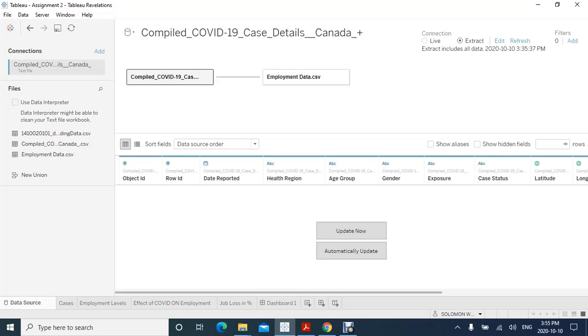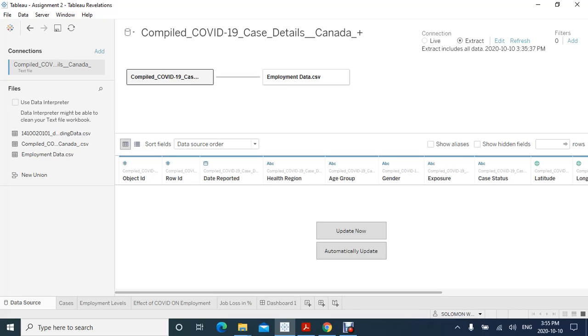This is assignment 2, Tableau Revelations. The goal of this visualization is to find which employment sector requires or needs urgent intervention from a government as a result of the impact from COVID-19.